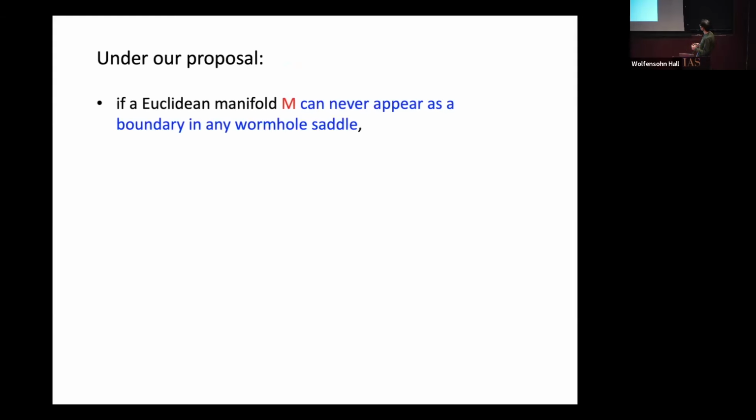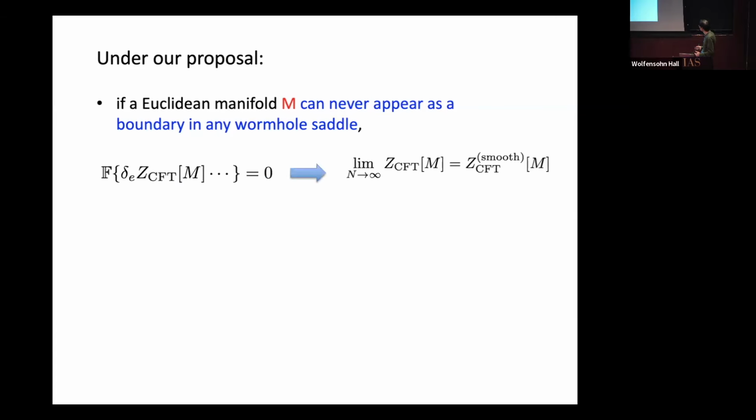if a Euclidean manifold M can never appear as a boundary in any wormhole saddle, then that means that this kind of correlation under this filter must be 0, because it cannot appear as a boundary in any wormhole saddle. And then we will say, in this case, the CFT partition function actually only has a smooth part. There's just no erratic part at all. Not even the exponentially small erratic part, okay? Just the smooth part, period.